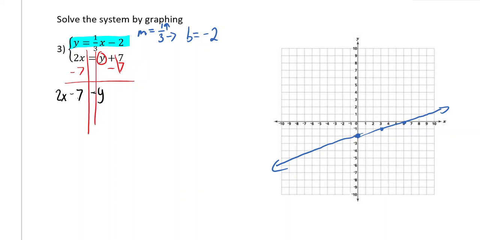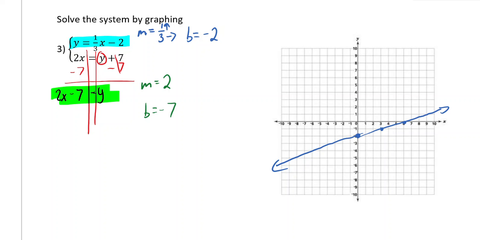It's okay for it to be on the left and on the right. It doesn't have to be in any particular order. So then you can go ahead and graph this because y is alone. Okay. So for this one, my slope is the number with the x. In this case, that's a positive 2. My b is the number by itself. In this case, a negative 7.